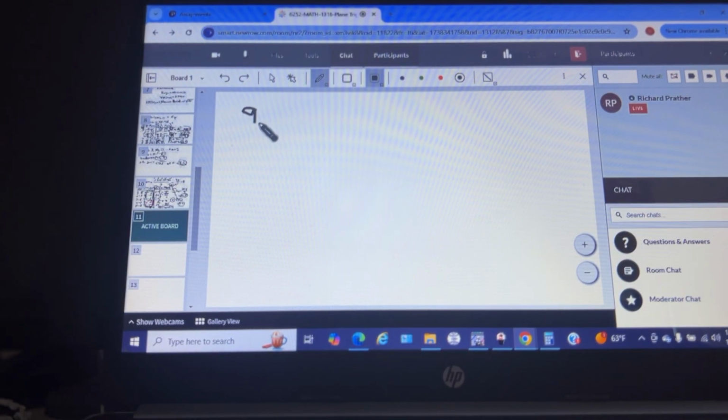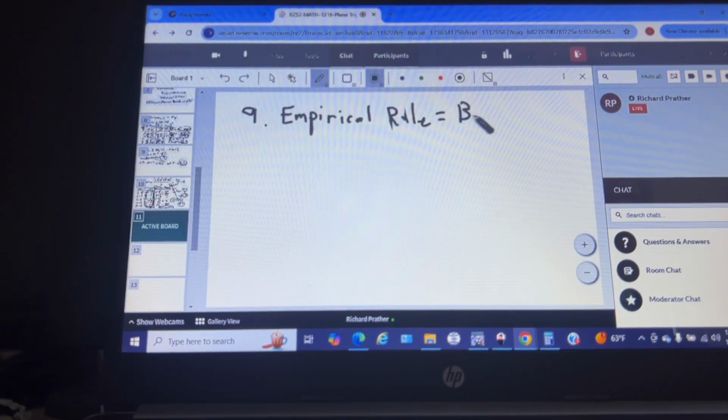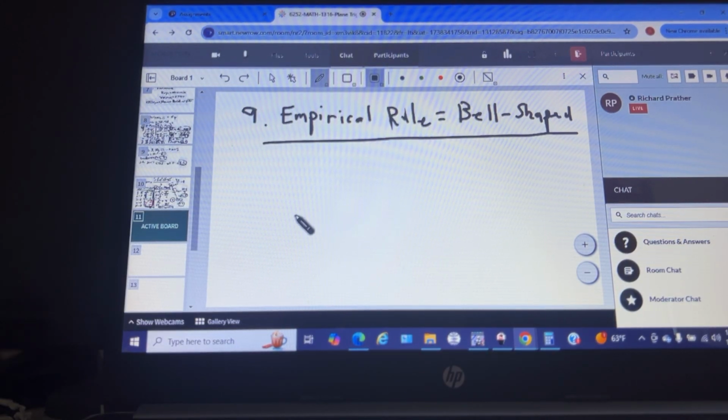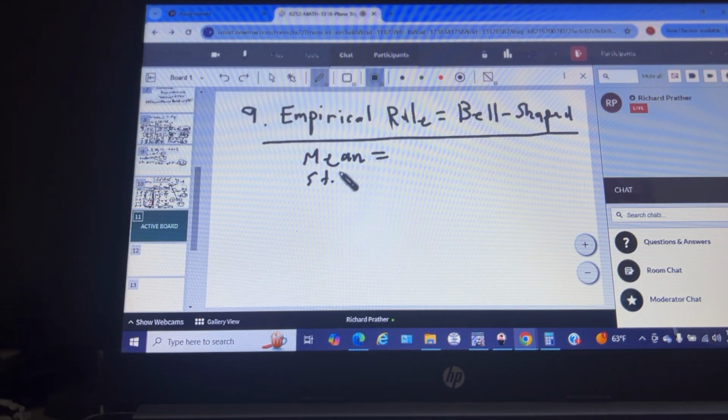This is a concept at the end of section 3.2 called the empirical rule. The empirical rule, first of all, only works if you have a bell-shaped or what's called a normal distribution. And we're going to learn more about the normal distribution in chapter 6, but this is kind of a short introduction to it. The problem clearly said bell-shaped. That's how I knew which kind of problem we're doing. So once you hear that, they should definitely tell you the mean and the standard deviation. This will always be given to you in an empirical rule problem.